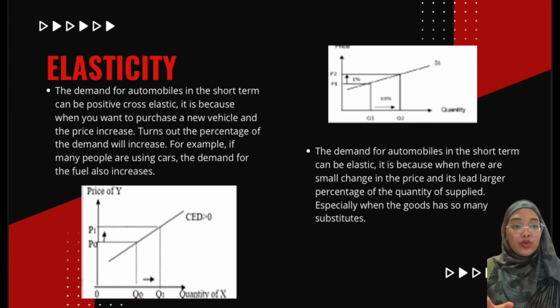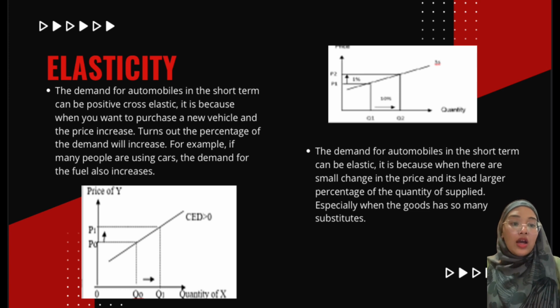Third, the diagram shows a positive cross elastic graph, because when the price increases, the quantity demanded also increases. Last but not least, the diagram shows that a small change in the price leads to a larger percentage change in the quantity supplied, because the goods have so many substitutes.